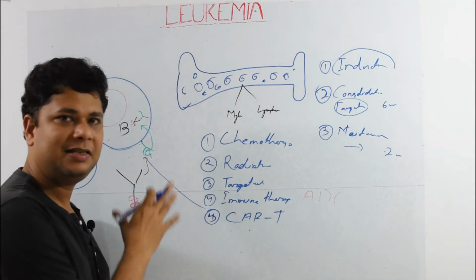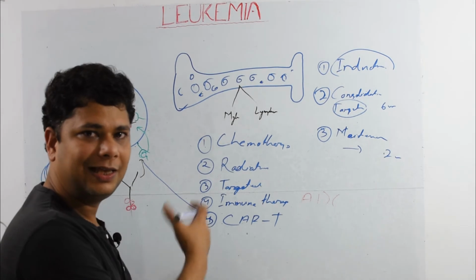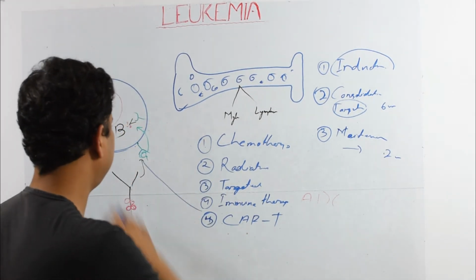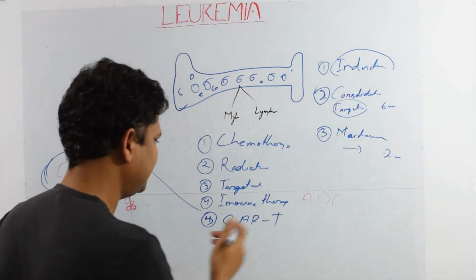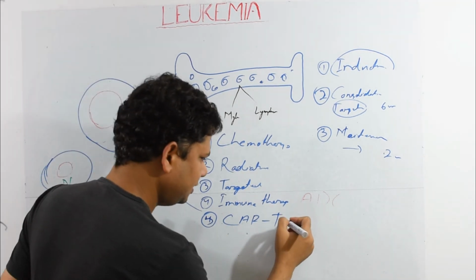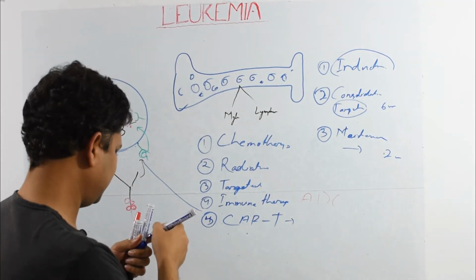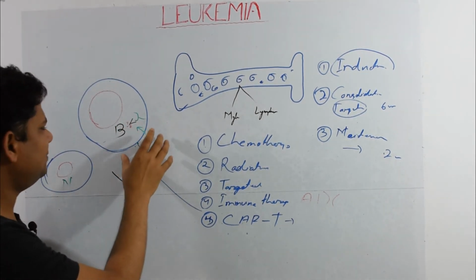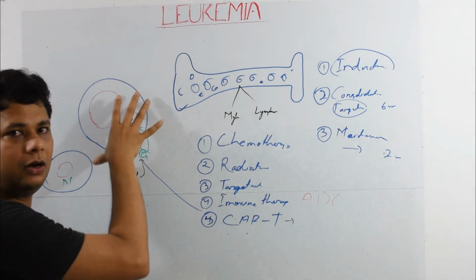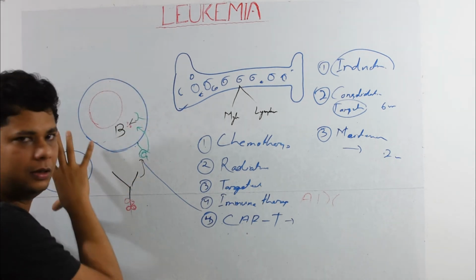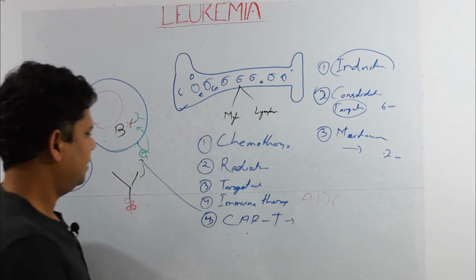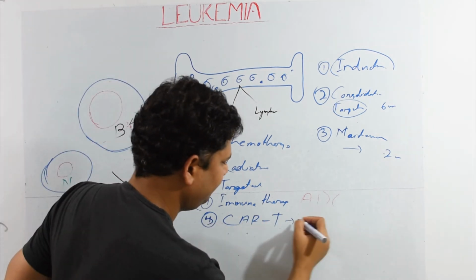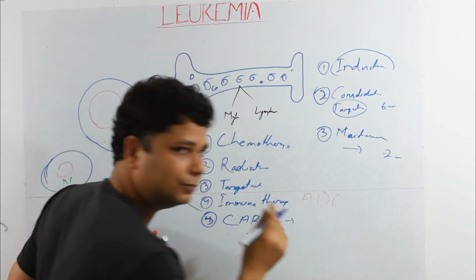What happens in case of cancer? Because these are self cells, our immune system cannot detect these abnormal cells. So in this technique, like I said earlier, some receptors are present only on leukemic cells, which are not present on normal cells. So in this procedure, we take out T cells from the patient.